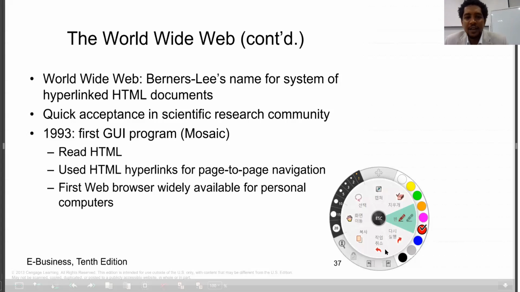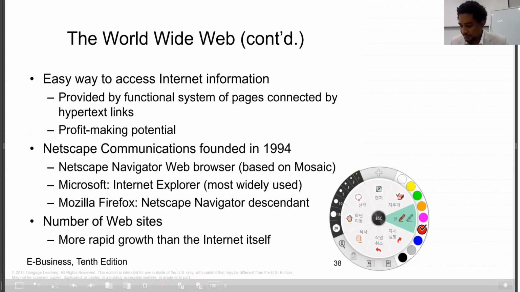It has gained a quick acceptance in the scientific research community. The first GUI or graphic user interface program was Mosaic, which was able to read HTML documents, used HTML hyperlinks for page-to-page navigation, and was the first web browser widely available for personal computers. So again, with www, it is easy to access internet information.